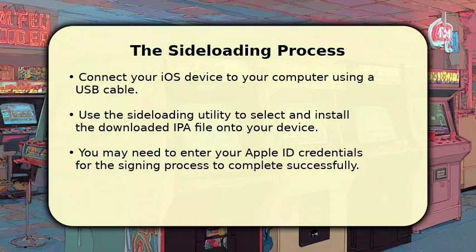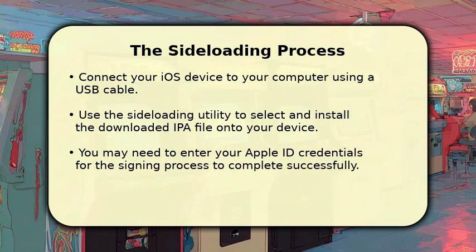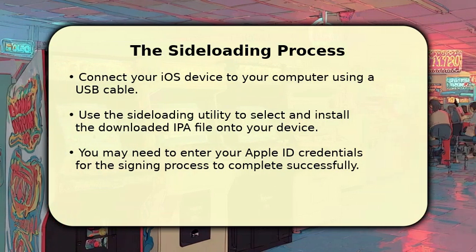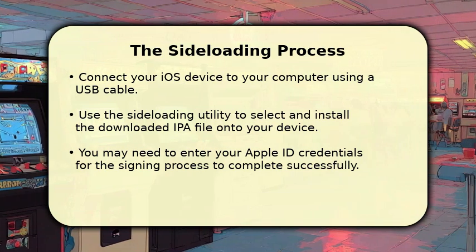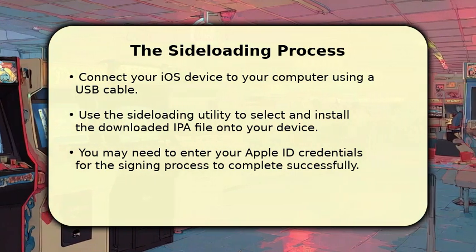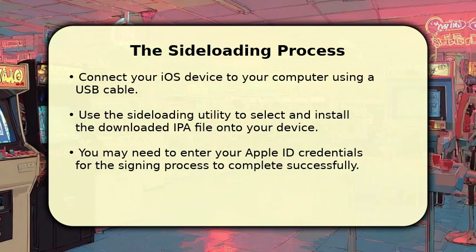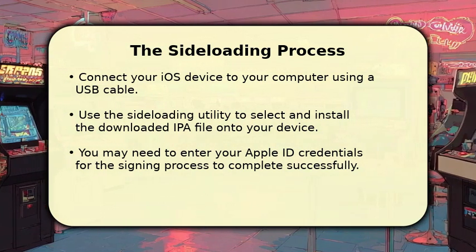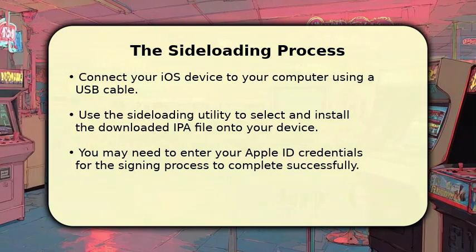Open your chosen sideloading utility, then drag and drop the Executor's IPA file into the application. Follow the on-screen prompts to begin the installation, which typically involves entering your Apple ID and password. This action digitally signs the application, allowing it to run on your device outside the App Store environment. The installation usually takes a few minutes.